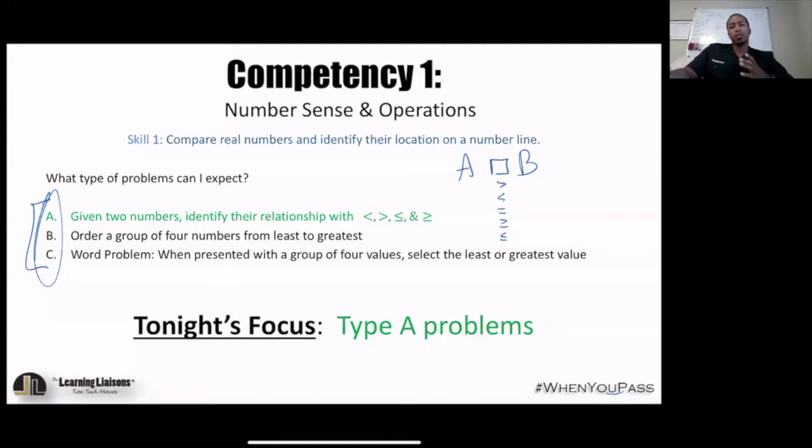So again, these problems will pop up. And today's focus is on these type A problems, because the type B and type C problems will always require some calculating. It'll require you to order them by finding out what their values are. But this problem right here, this type, where they give you a box and you have to fill it in, you can get that one right automatically. And so I'm going to show you right now.